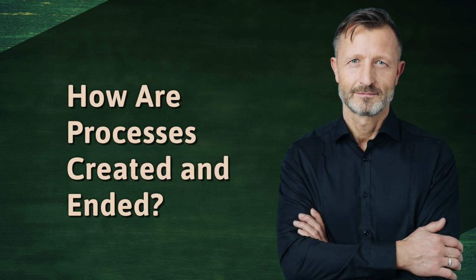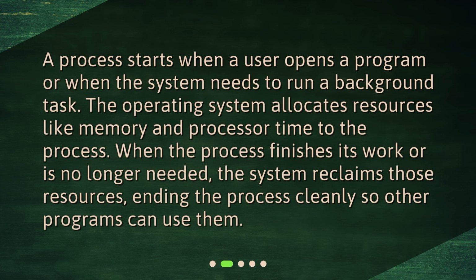How are processes created and ended? A process starts when a user opens a program or when the system needs to run a background task. The operating system allocates resources like memory and processor time to the process. When the process finishes its work or is no longer needed, the system reclaims those resources, ending the process cleanly so other programs can use them.